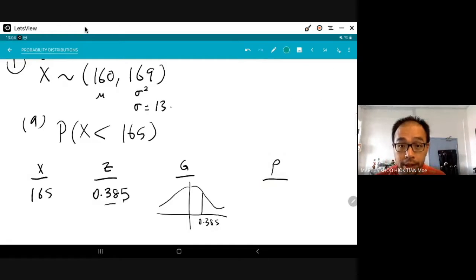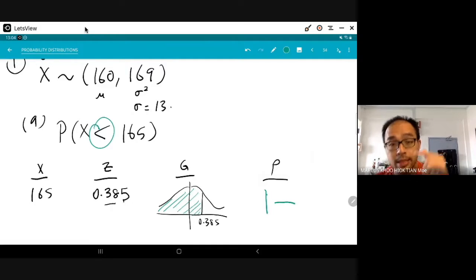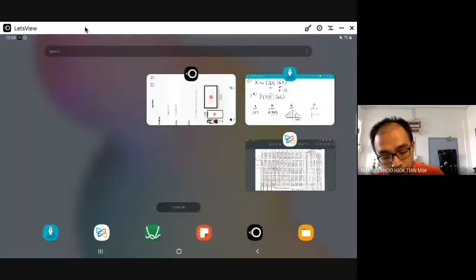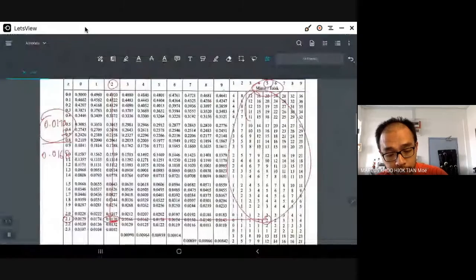The next question is, which part do we shade? We shade less. Less means the whole thing on the left side. If you shade like this, how do you read it? It's 1 minus the reading. Okay, 0.385. Let's take a look at the table once again, 0.385.